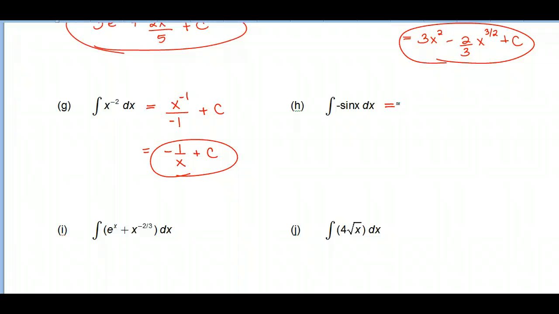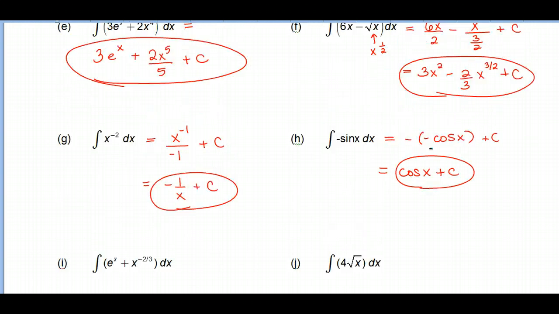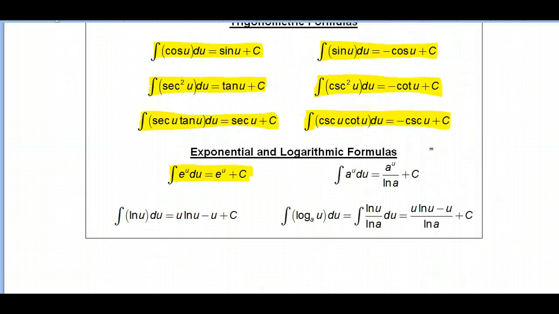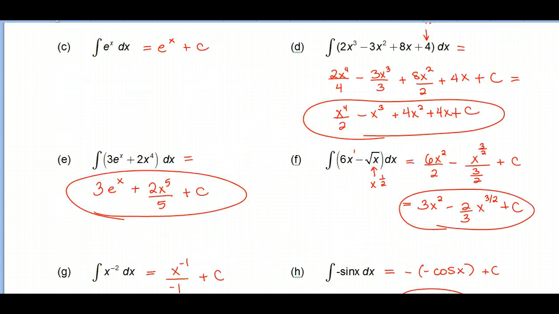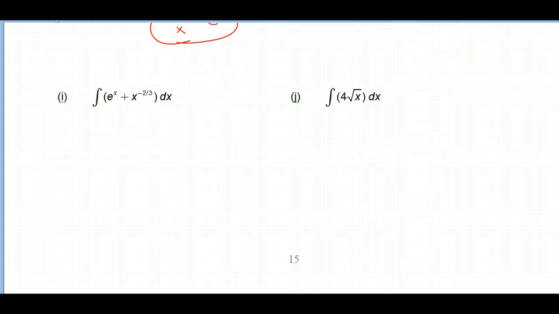Integral of negative sine x. Here's where you just have to be careful about positives and negatives, because the integral of sine is negative cosine, so this would be like a negative cosine. Wait, so it becomes positive cosine. Why? Because of the antiderivative. If we go above, see that right here? The integral of sine is negative cosine. So it's like a double negative, which makes it positive. So that's cosine.